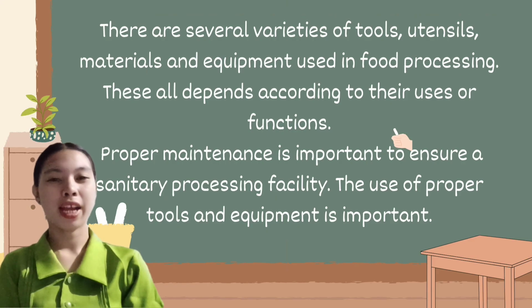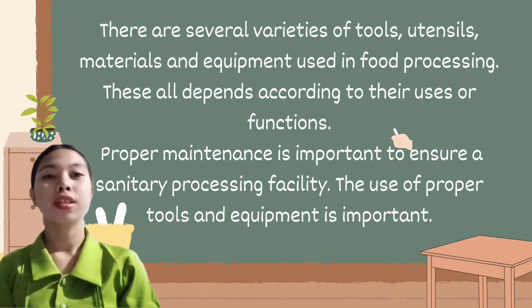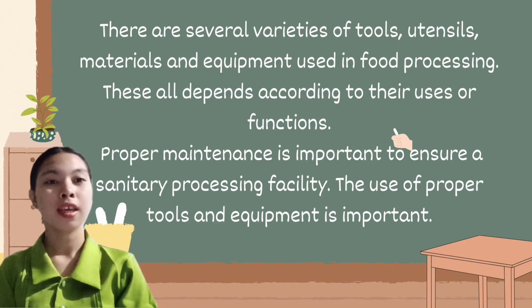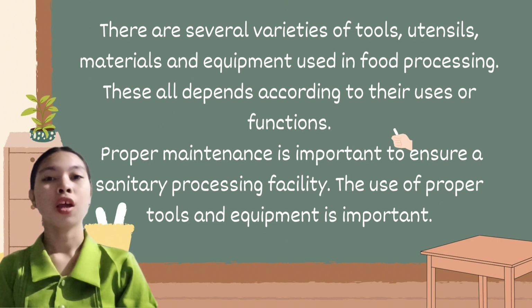There are several varieties of tools, utensils, materials, and equipment used in food processing. These all depend on their uses and functions. Proper maintenance is important to ensure a sanitary processing facility. The use of tools and equipment is important.